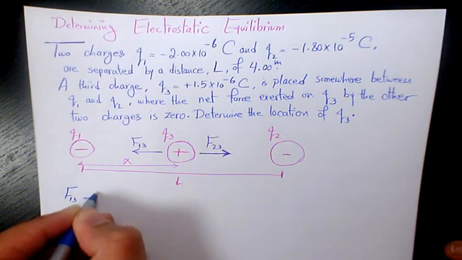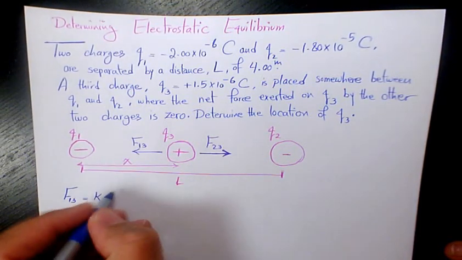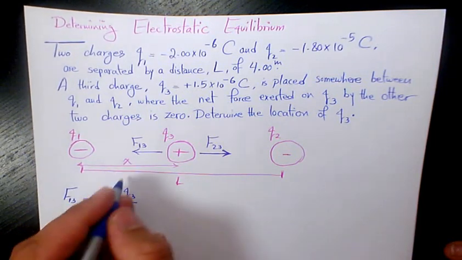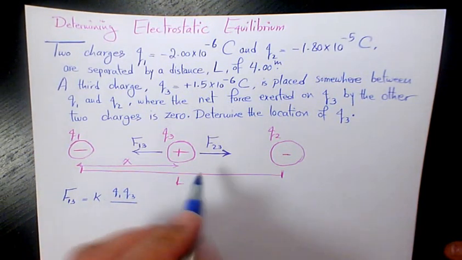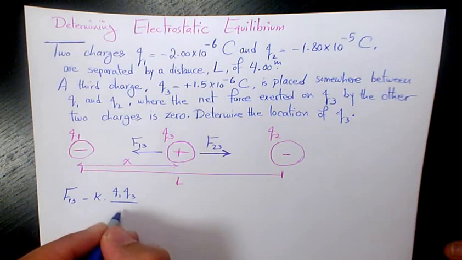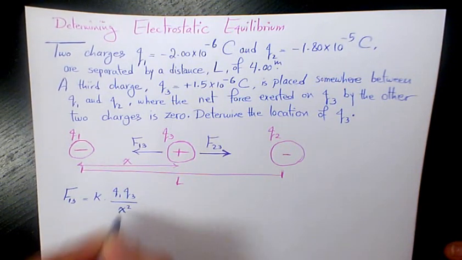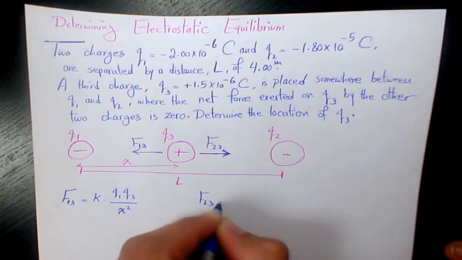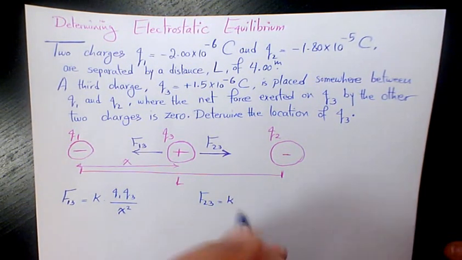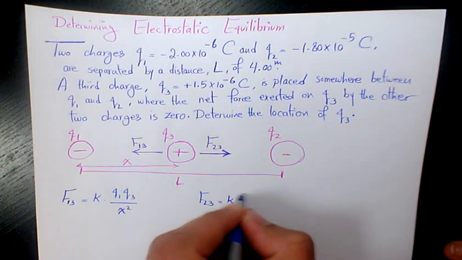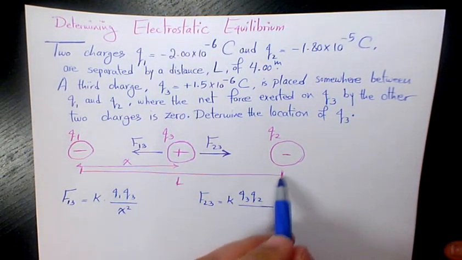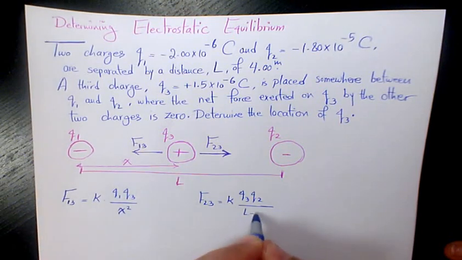F13 is going to be K times, using Coulomb's law, Q1 times Q3 divided by the distance squared, which in this case is going to be X. F23 is going to be K Q3 Q2 over L minus X to the power of 2.